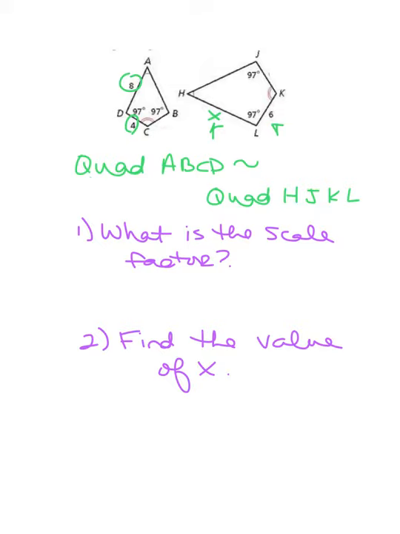So on my polygon on the right, I only have KL. So I'm going to have to match that up with CD. So the measurement of CD is 4 and the measurement of KL is 6. So that simplifies to 2/3, so that is my scale factor.